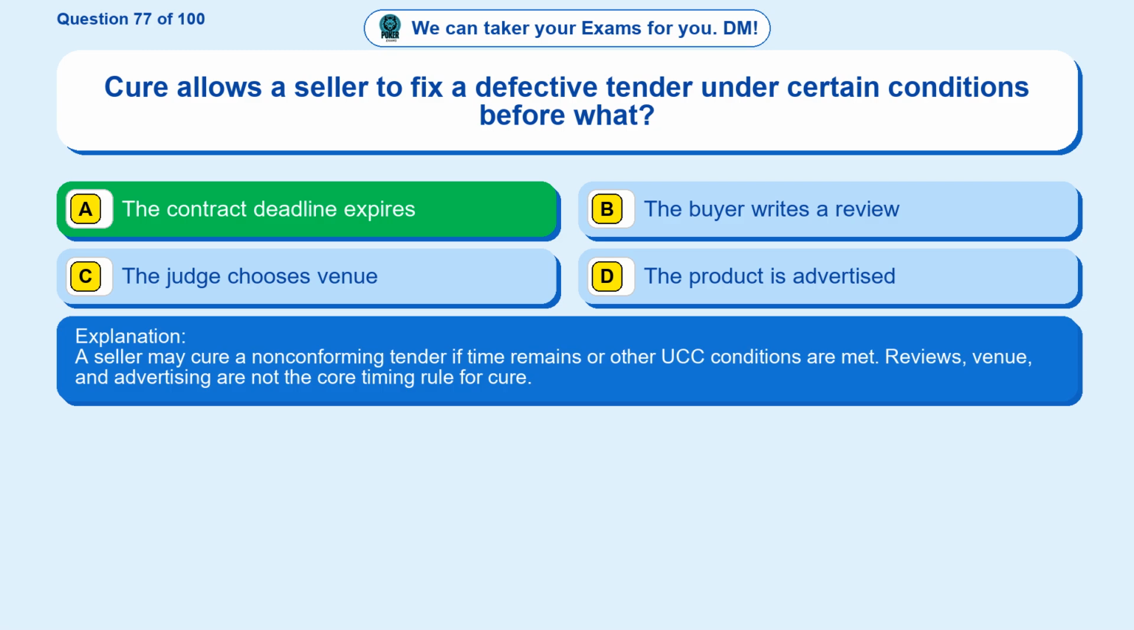A seller may cure a non-conforming tender if time remains or other UCC conditions are met. Reviews, venue, and advertising are not the core timing rule for cure.